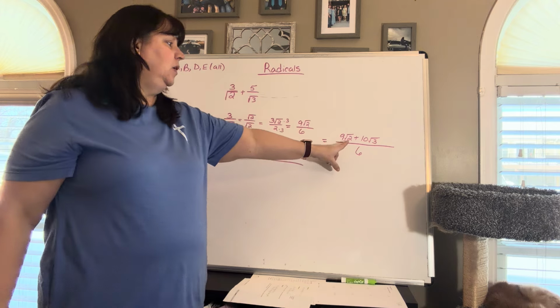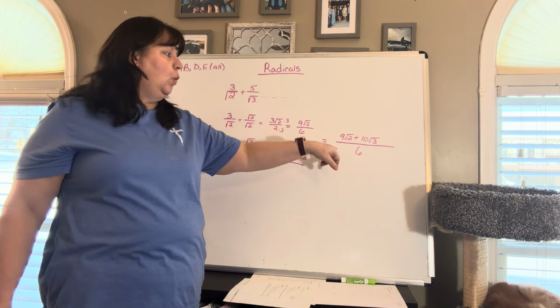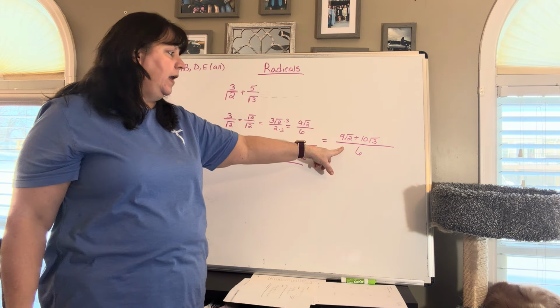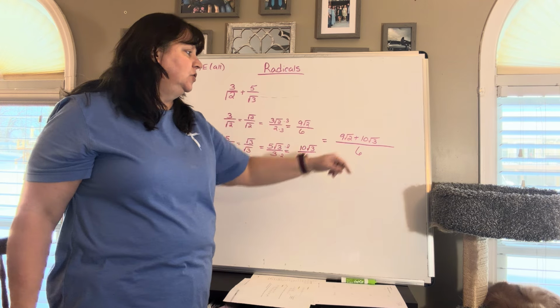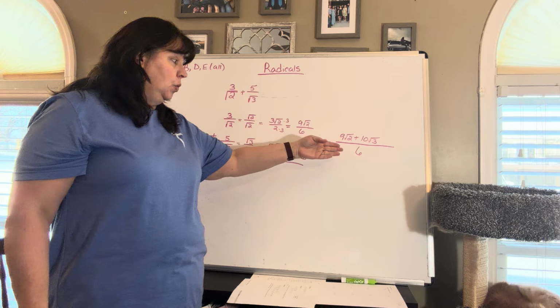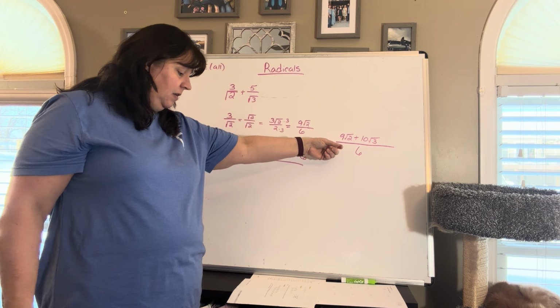I can't do anything with these two, okay? Remember when we were adding radicals or subtracting radicals, they had to have the same base or the same radical. And this is radical 2 and this is radical 3. So this is fully simplified. This is our answer.